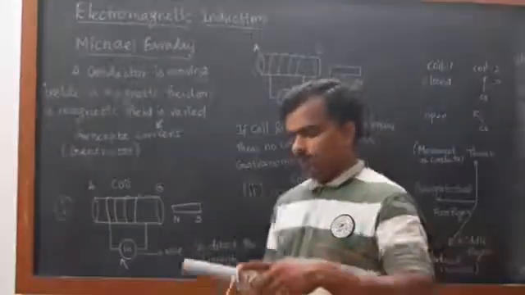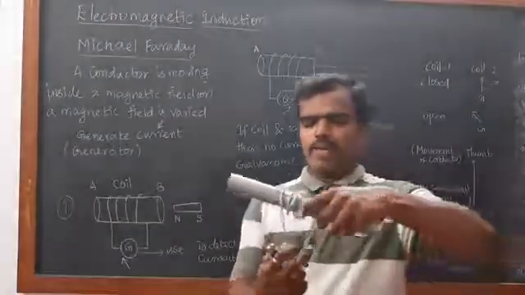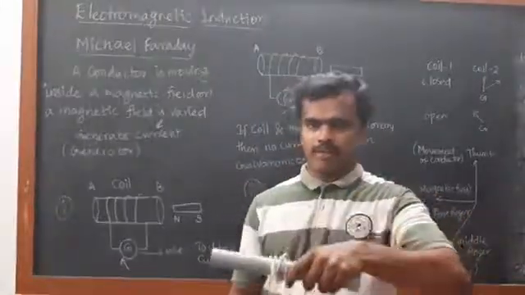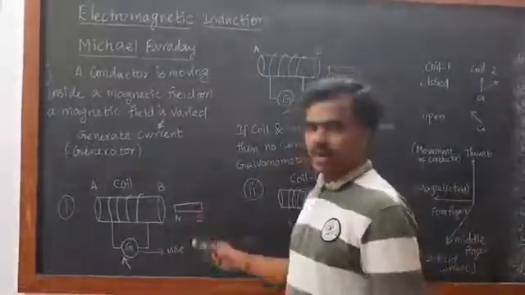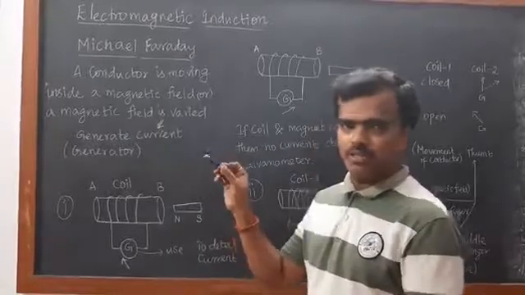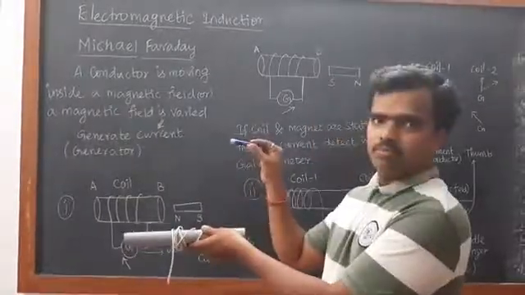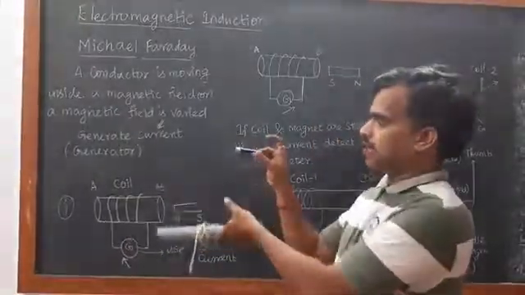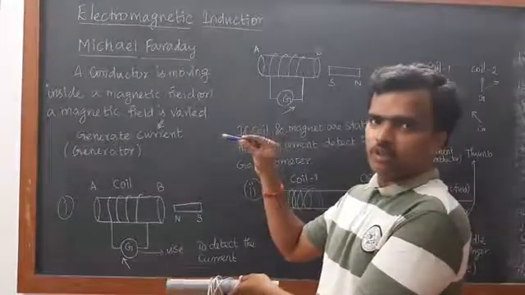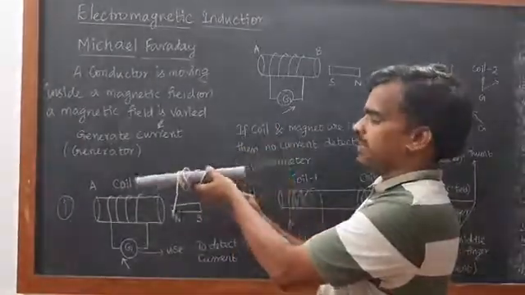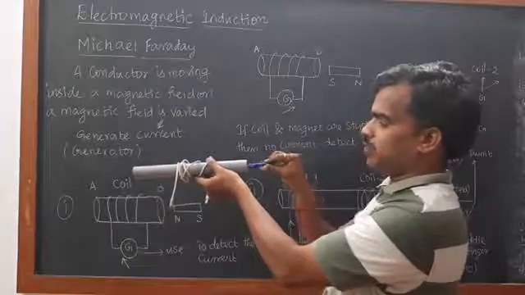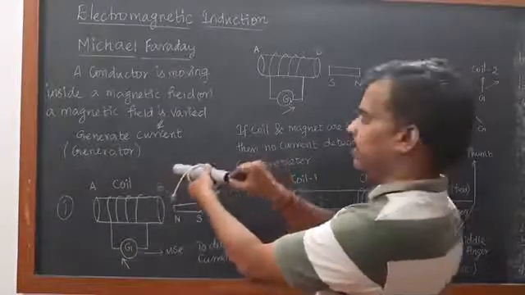When you connect these two ends with the galvanometer, what will happen? Here I have one bar magnet. Assume this one is the bar magnet and this one is the north pole. I am holding the south pole. Now I am going to insert the bar magnet through this hole.